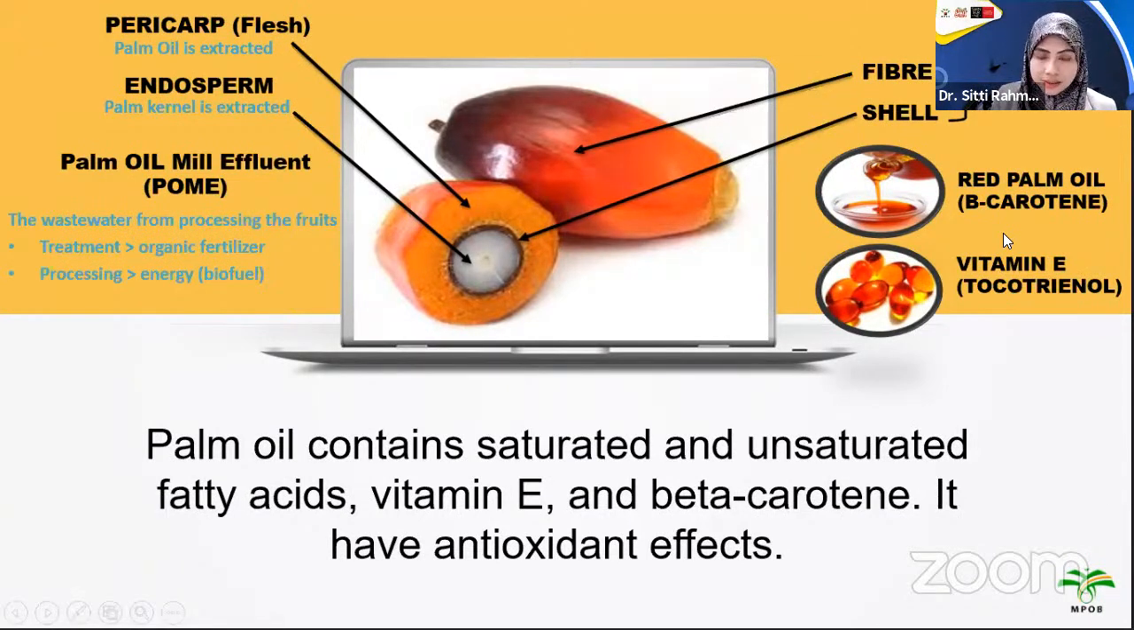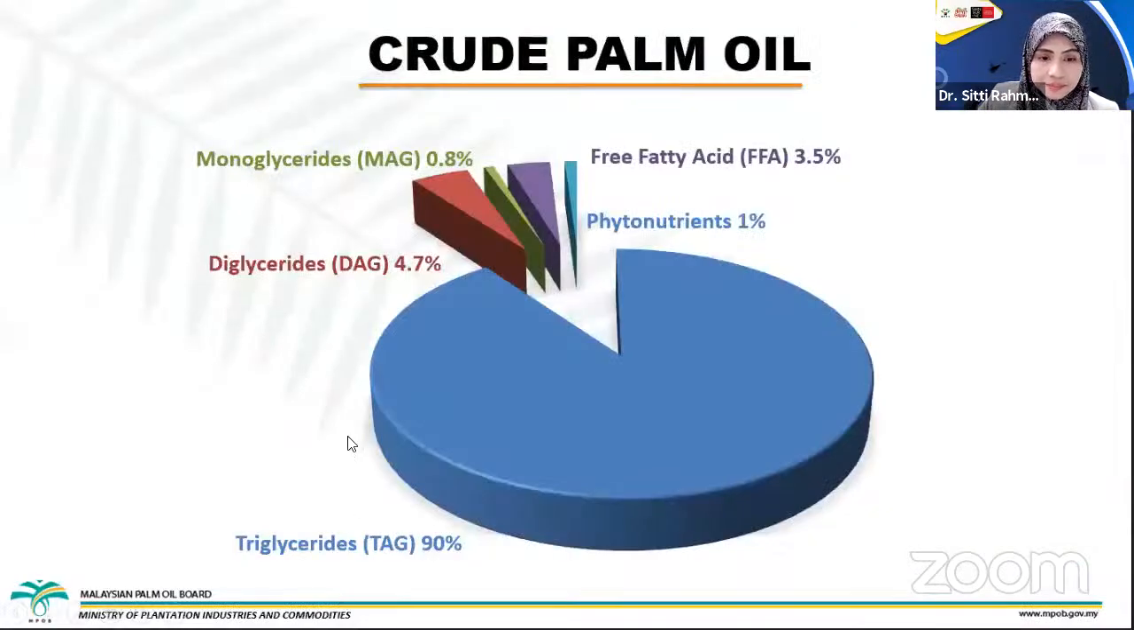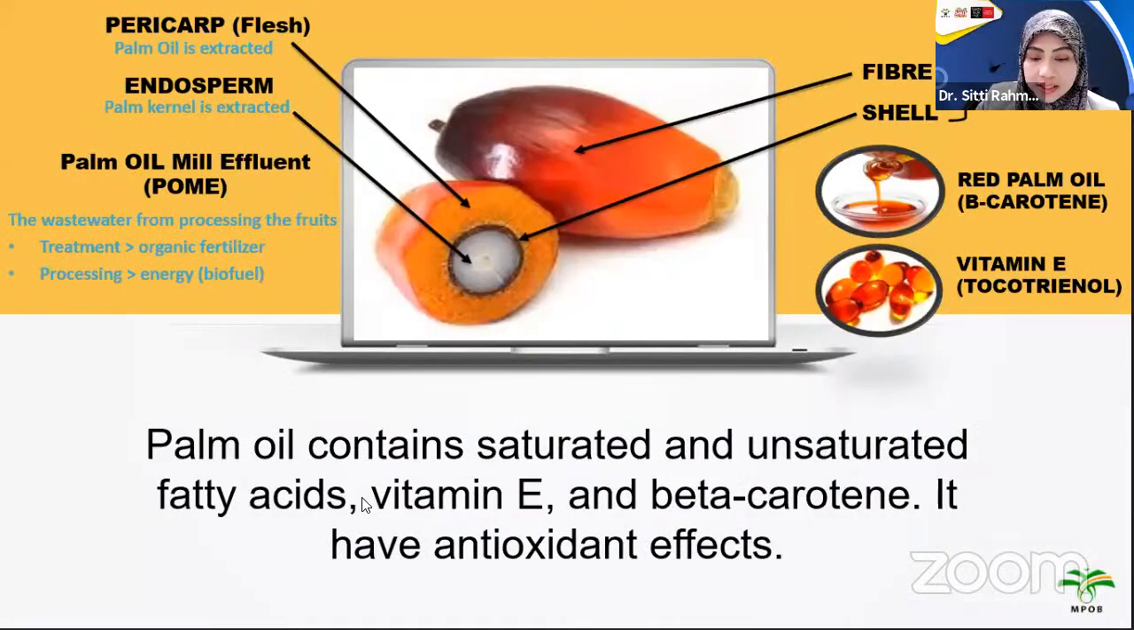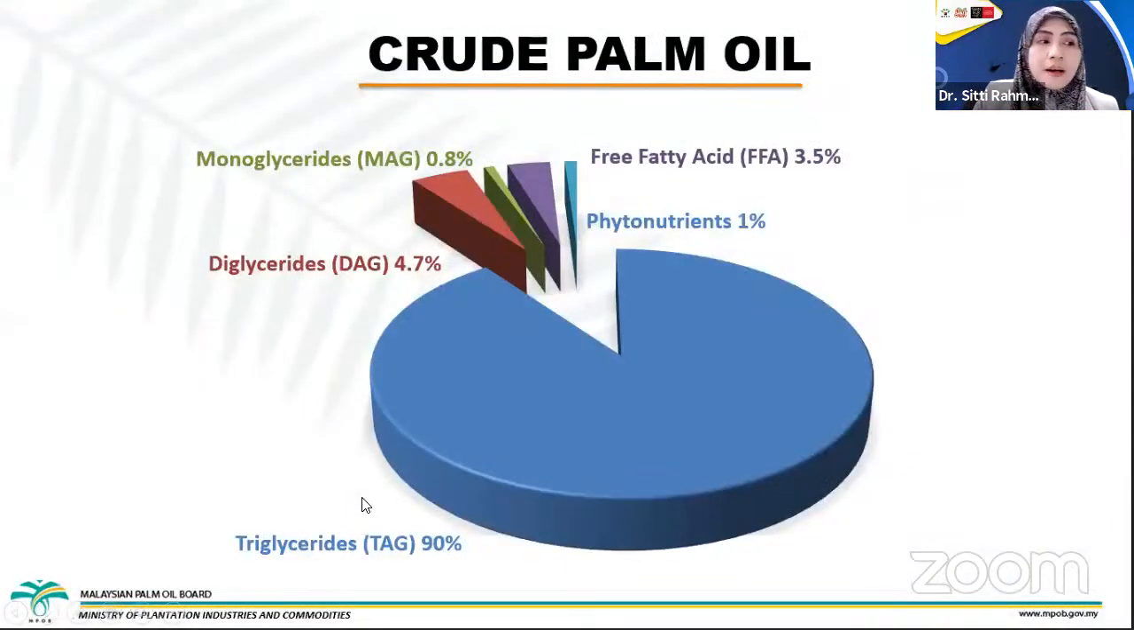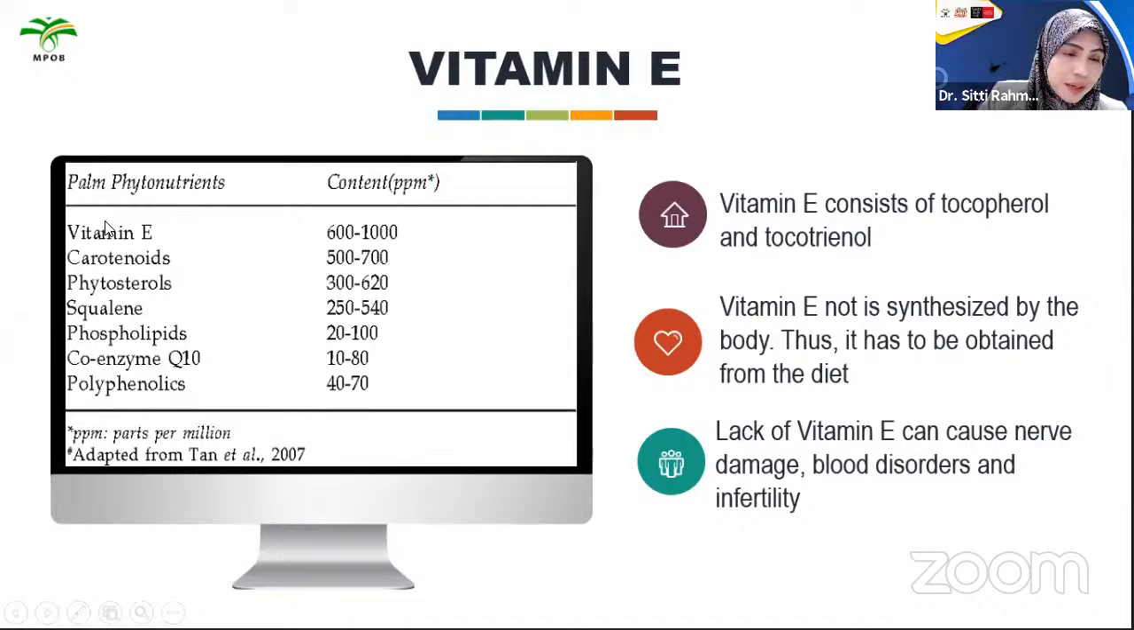This palm oil contains saturated and unsaturated fatty acids, which are fats and oil, vitamins, and beta carotene. It contains a lot of antioxidant effects. Here, this is crude palm oil. In it there is 1% of phytonutrients. There are others also: free fatty acid, monoglyceride, diglyceride, and triglycerides. But in that 1% of phytonutrients in crude palm oil, we can look at a few phytonutrients inside, of which the highest is vitamin E, at about 600 to 1000 ppm. This is what I'm going to highlight in my presentation.